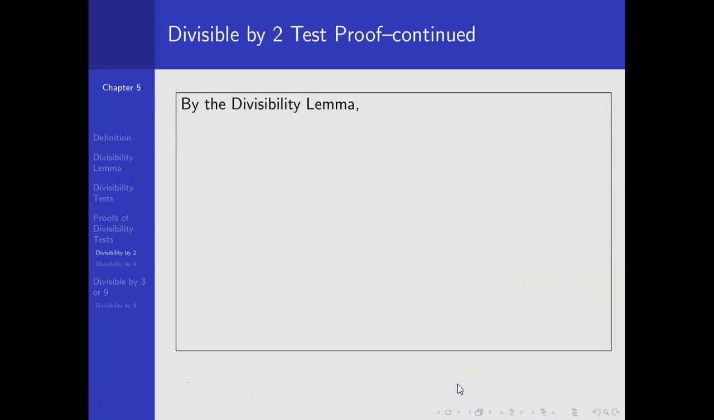All right, continuing in our template, we're ready to use the divisibility lemma. n is divisible by 2. In this case, it's 2 because we're doing the divisible by 2 test. That's if and only if b, our test number. Got a little reminder there. That's what we have. If and only if b is divisible by 2. Again, that 2 is because we're doing the divisible by 2 test.